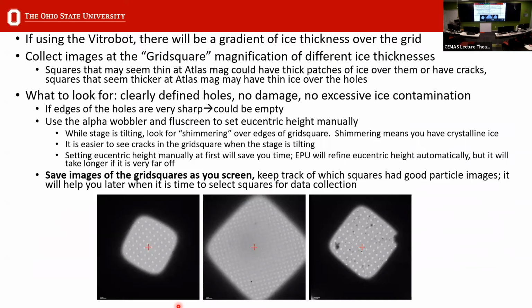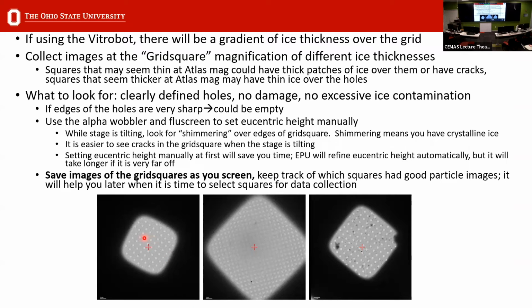So, more detail on what to look for at each of those EPU settings. Again, if you're using the Vitrobot, there's going to be a gradient of ice thickness over the entire grid. Collect images at different ice thicknesses so that by the time you get to the Krios, you'll know exactly which grid squares to focus on for picking holes. The less time you spend hunting and searching on the Krios, the more time you have for actually collecting high resolution data images.